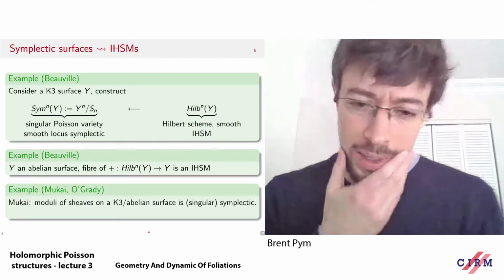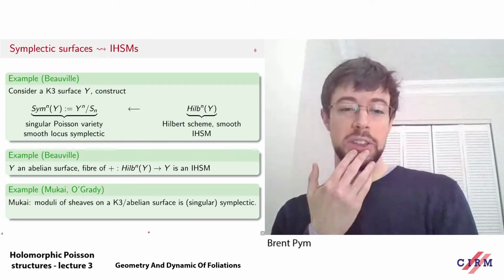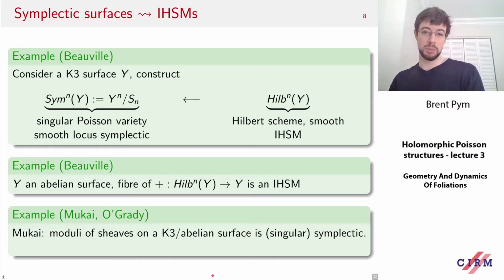And then along similar lines, there's another way to cook up irreducible holomorphic symplectic manifolds starting with a symplectic surface. So rather than considering these Hilbert schemes, you consider more general moduli spaces of sheaves on these surfaces. And those are typically singular, but Mukai observed that there's always a symplectic form on the smooth locus.